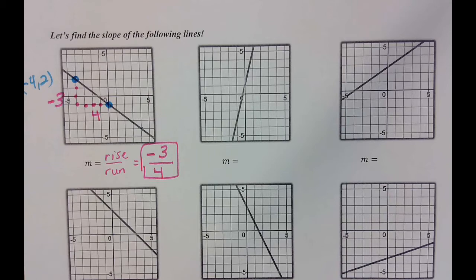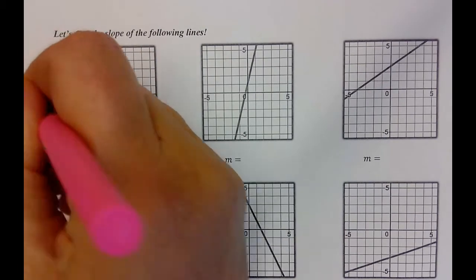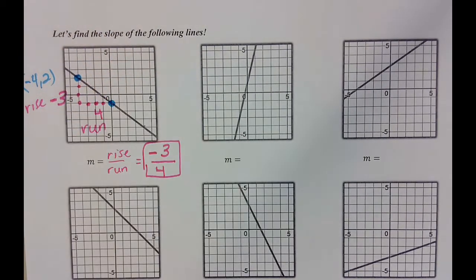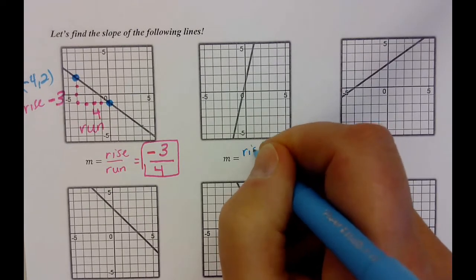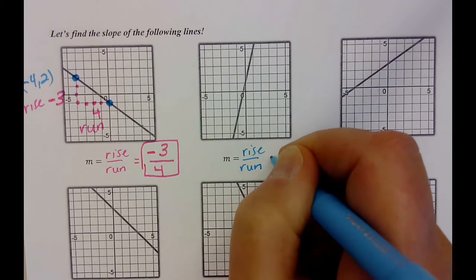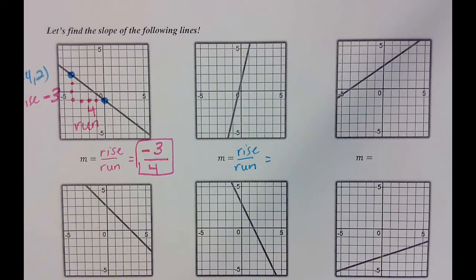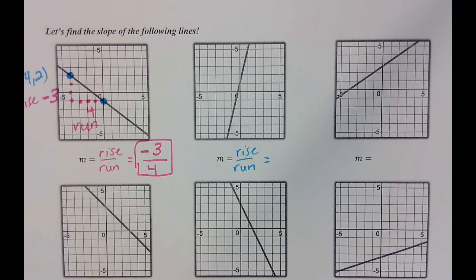Because the rise over run, this is the rise and this is the run. So you can have a negative rise when you talk about slope. Your second one, we've got, again, rise over run. You do not have to write the words rise over run every single time. It's totally up to you if you want to, but you really don't have to.